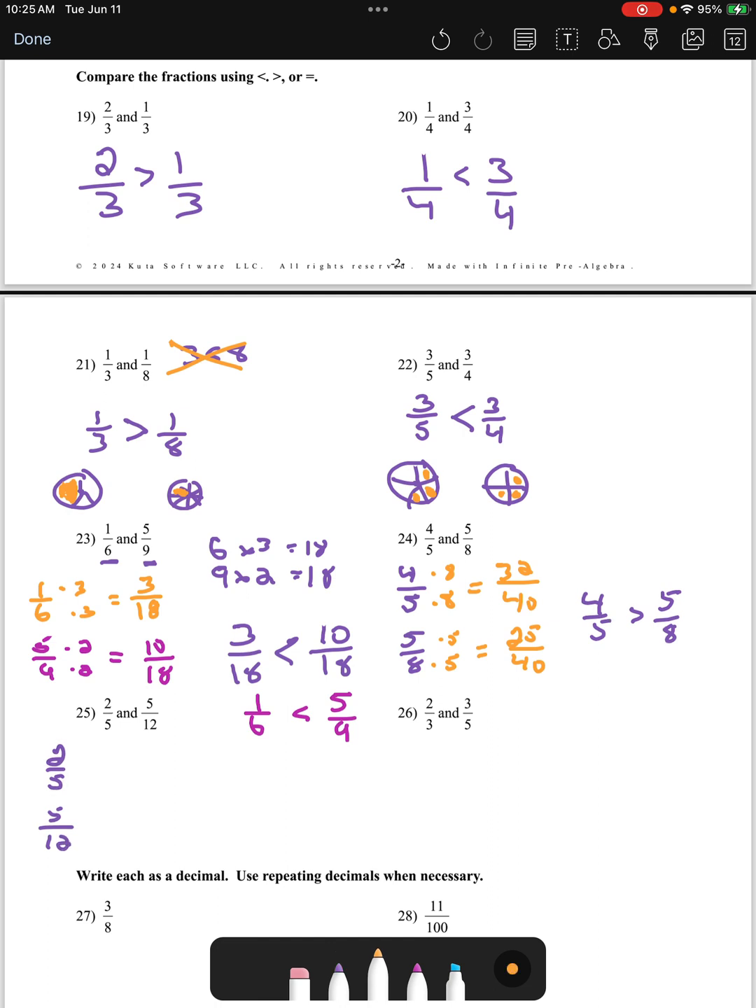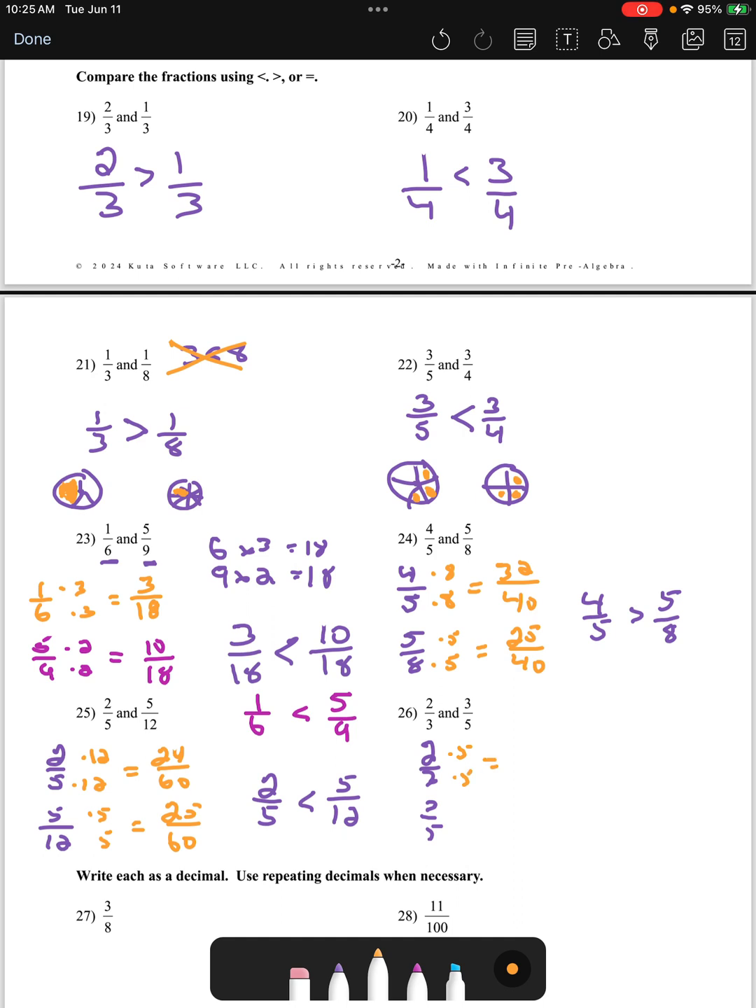I invite you to pause and try numbers 25 and 26. In number 25, we have 2/5, we have 5/12. The smallest number 5 and 12 can agree to become is 60. To turn 5 into 60, we have to multiply it by 12. That will get us 24/60. To turn 12 into 60, we must multiply it by 5. That will get us 25/60. We can see our first fraction is ever so slightly smaller than our second. So 2/5 is less than 5/12.